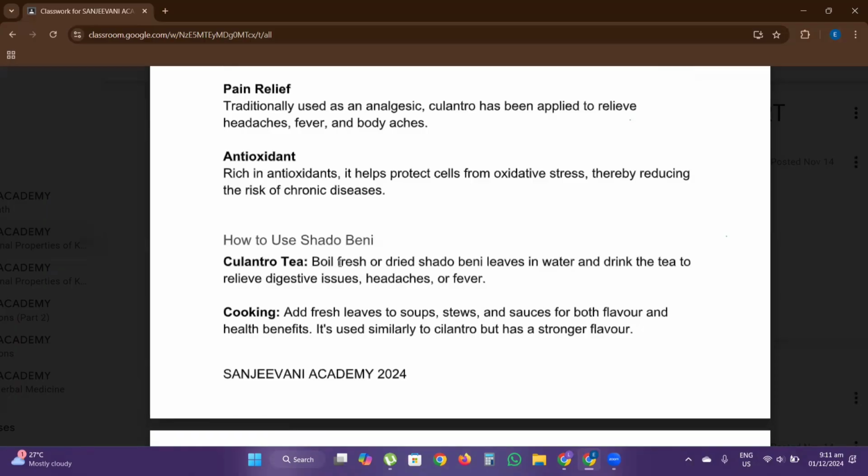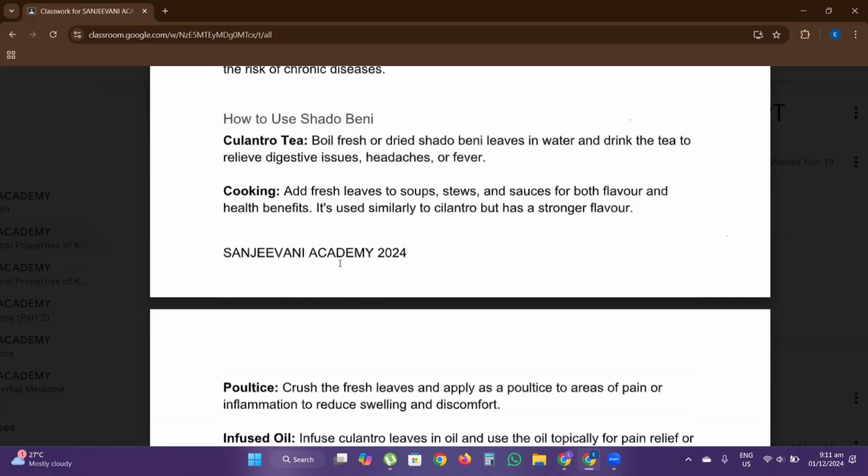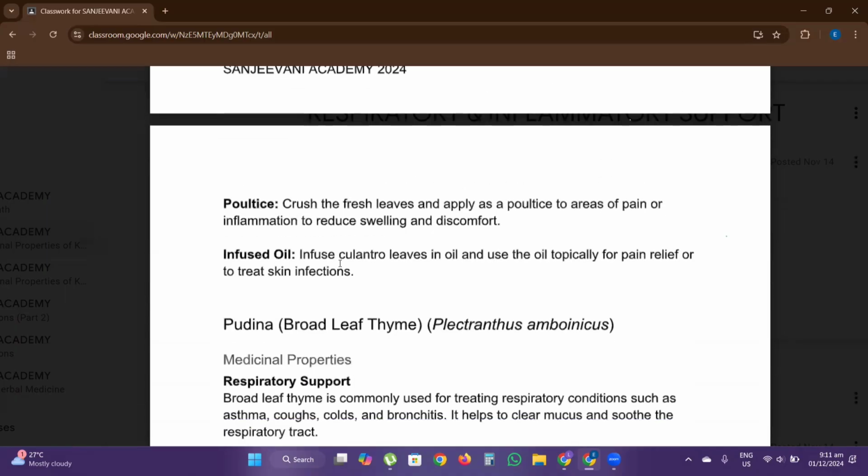So ways that we can use it. So I mentioned making a tea with it, cooking it. We use cooking for sure. And I mentioned making a poultice. So that will be a topical application where you have that pain or inflammation. Usually will be like your joints.